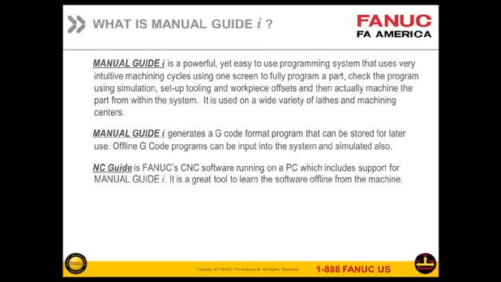What Manual Guide I does, it generates a G-code format program that you can store for later use. Also, from within the system, you can import offline G-code programs into the system and run those and also simulate those within Manual Guide I. Also, FANUC does have something called NC Guide, which is FANUC CNC software running on a PC like your desktop or a laptop, which includes support for Manual Guide I. And it's a great tool not only for actually doing the program, but also for training your operators or your programmers or whatever to actually use the machine.